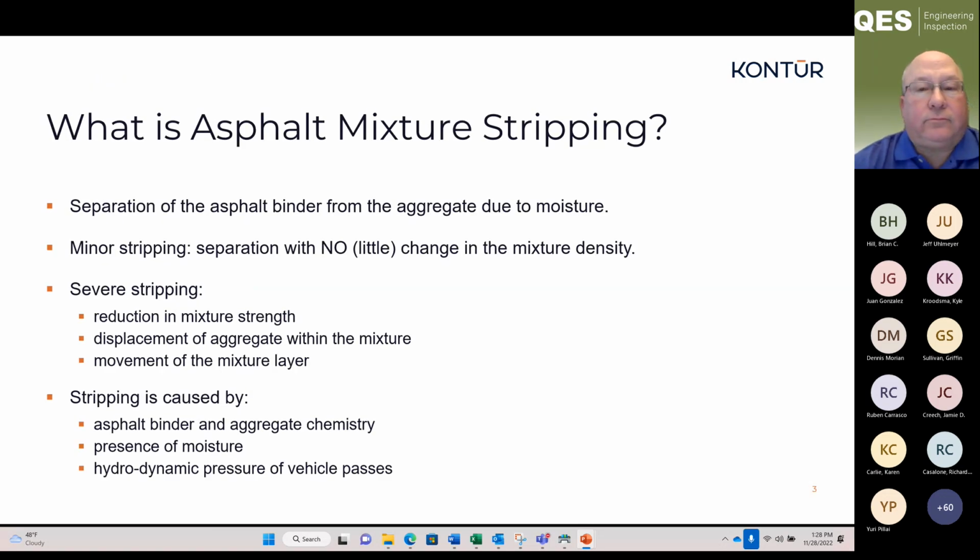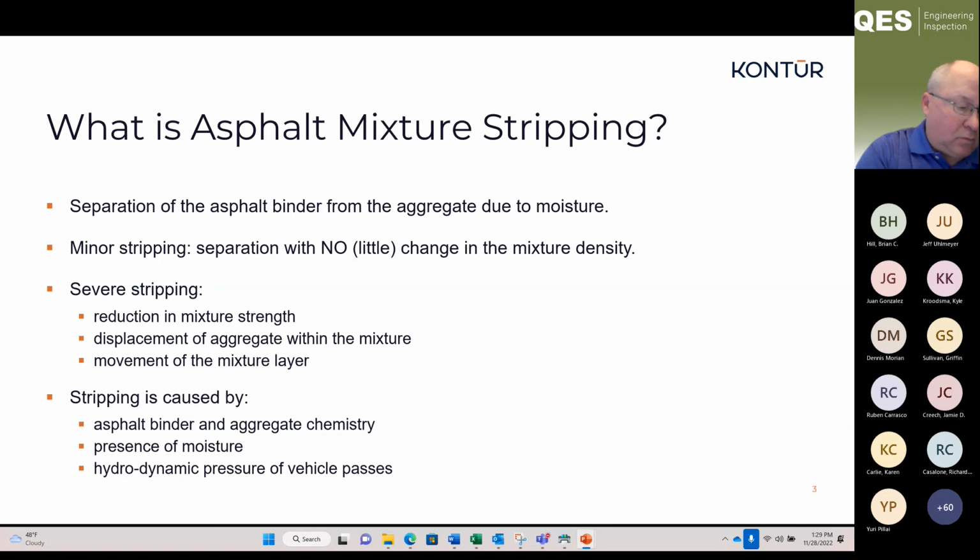So we've all talked about stripping. In general, we are talking about the separation of the asphalt binder from the aggregate, and we need the presence of moisture to do that. In some cases, we have very limited stripping or minor stripping where there's really no change in the material density or characteristics. It's just not adhering anymore. More commonly, what we saw in a lot of the cores earlier on from the states is that you have some severe stripping to where you certainly have mixture strength reduction. You could get rutting. I've been in some of those places in Iowa when I was there. We can certainly have displacement of the aggregate within the mixture, and that's why we get some of that shoving and moving around.